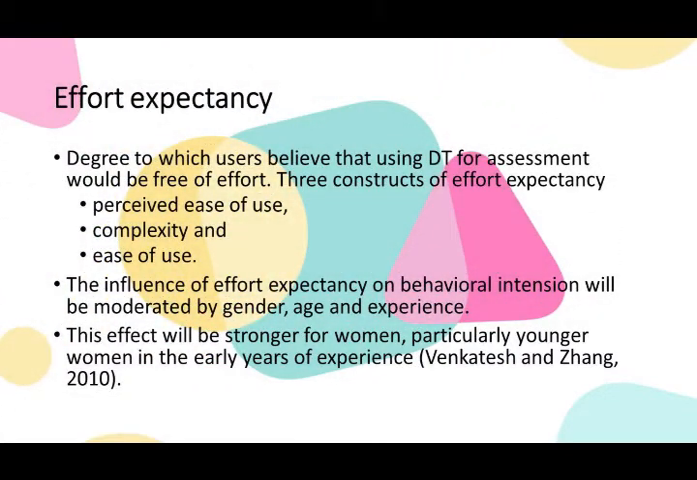Effort expectancy. This is the degree to which users believe that using DT for assessment would be free of effort. The 3 constructs of effort expectancy are perceived ease of use, complexity and ease of use. The influence of effort expectancy on behavioral intention will be moderated by gender, age and experience. This effect will be stronger for women, particularly younger women in the early years of experience. Venkatesh and Zhang, 2010.